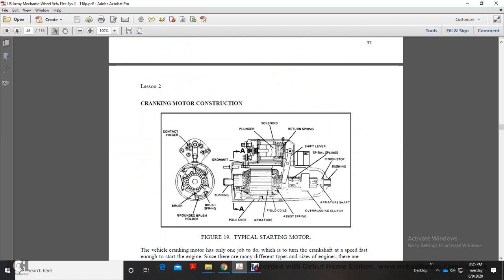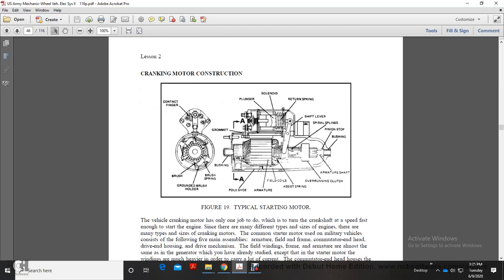This shows the cranking motor construction, a typical starting motor. It shows a brush, ground and hot brush, and a brush assembly, a grommet, bushing, pole shoe, armature, field coils, adjuster, spring, overrunning clutch, armature shaft, bushing, pinion stop, spiral spring, shifter lever, return spring, solenoid, and plunger.